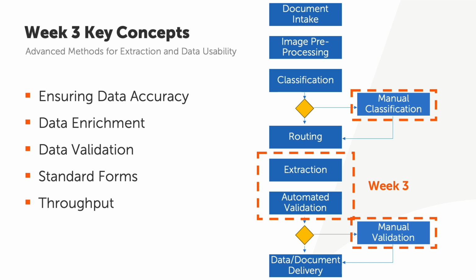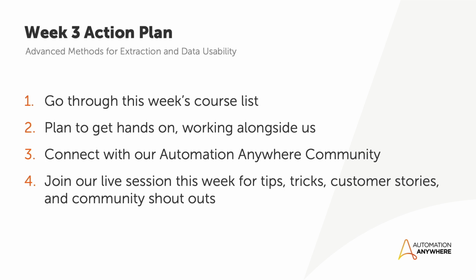Now let's get this training week officially started by unveiling your action plan for the week. Number 1, go through the course list at your own pace. Remember, it's designed to take less than 2 hours. Number 2, get hands-on. Try out the concepts as you learn them. Number 3, connect with the Automation Anywhere community. Share your thoughts, ask questions, and learn from others. And then finally, number 4, join our live session at the end of the week for additional insights and community engagement.